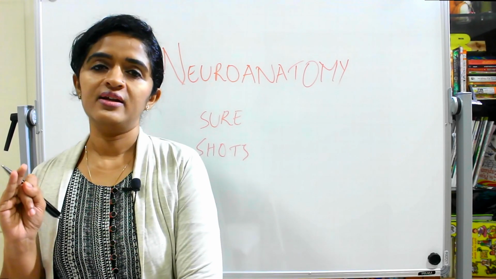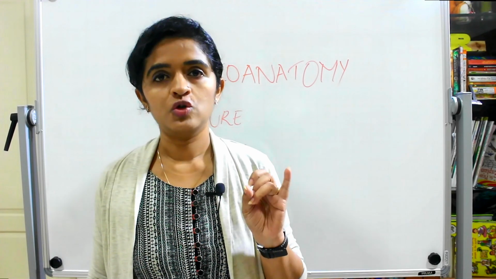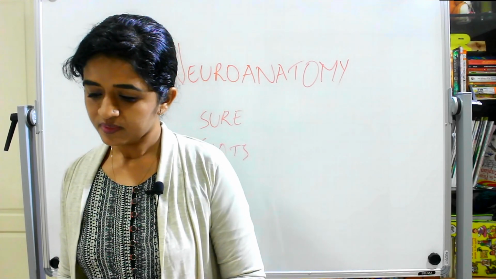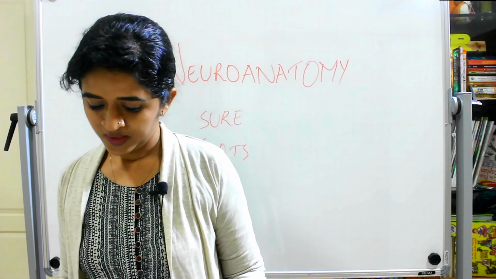Then about medial and lateral geniculate bodies. These are the important topics from the thalamus. Then you should know what you mean by thalamic syndrome. Then medial and lateral geniculate body you should definitely know in detail.